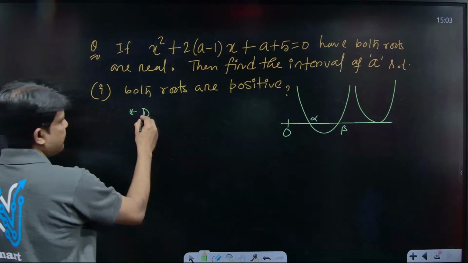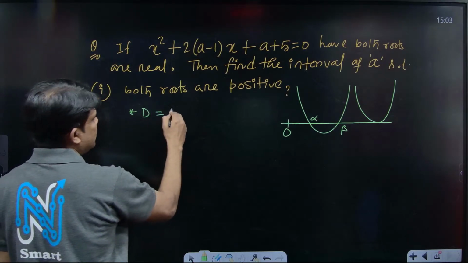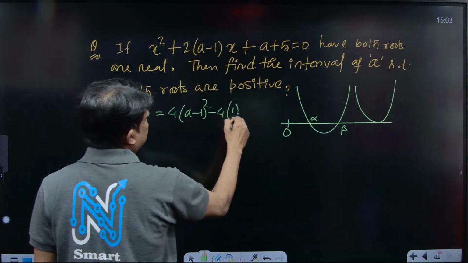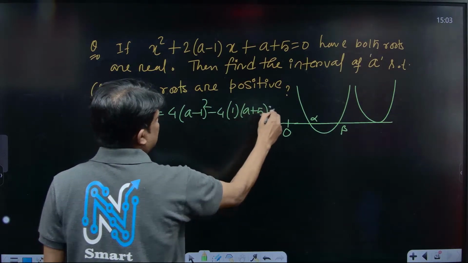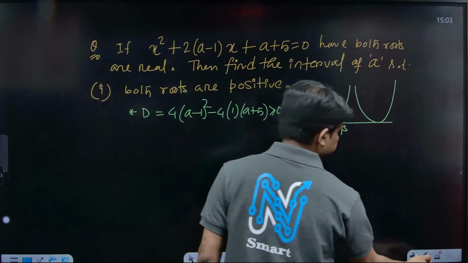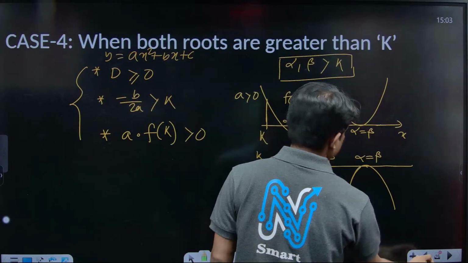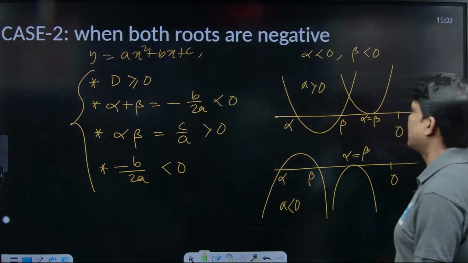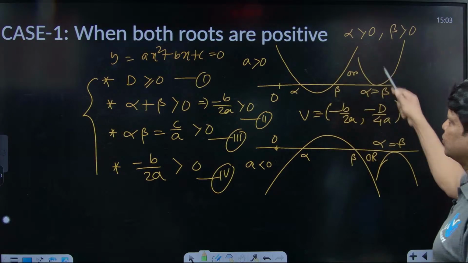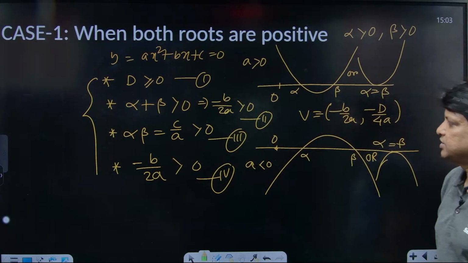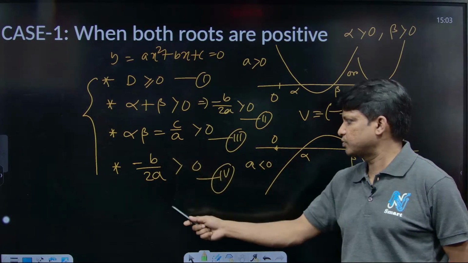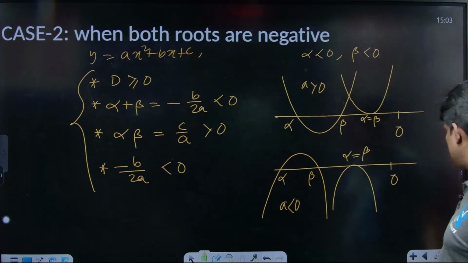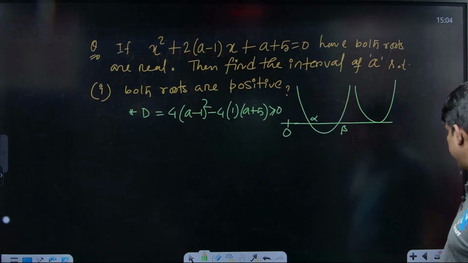So first case, the discriminant D equals b square minus 4ac, with constant a plus 5, greater than or equal to 0. Just check, both roots are positive. As in the previous case, for both roots positive the conditions are: D non-negative, sum of roots positive, product of roots positive, vertex abscissa positive. We have to analyze these 4 conditions so that we can solve the problem easily.